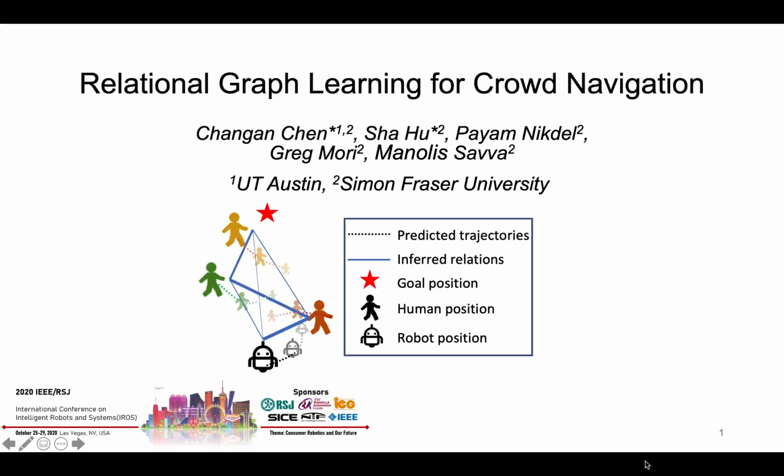This is Chen Chen. I'm a second-year PhD student at UT Austin. In this presentation, I'll be introducing our work, Relational Graph Learning for Crowd Navigation, which was done in my undergrad at Simon Fraser University in collaboration with Shahu, Payam Nigdal, Greg Murray, and Manoli Sava.